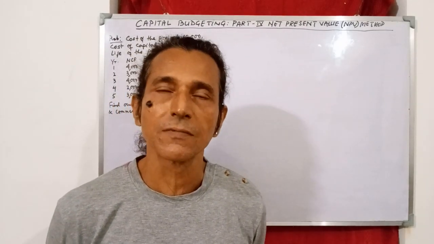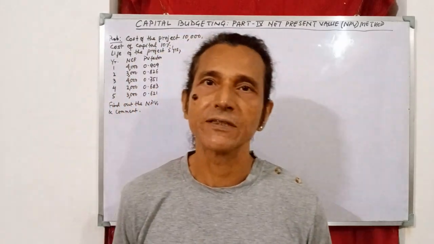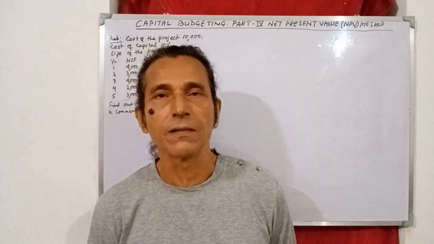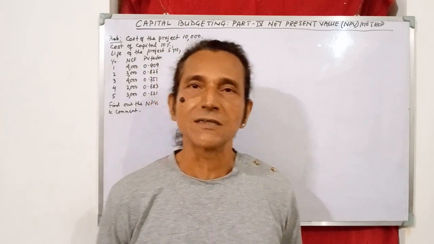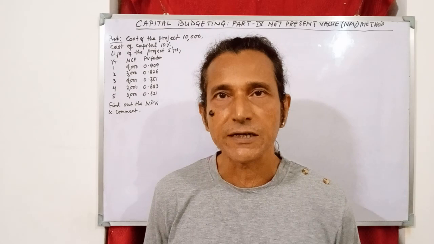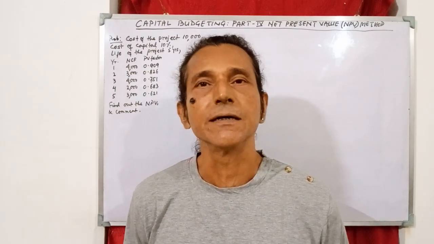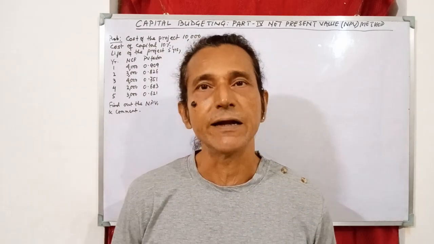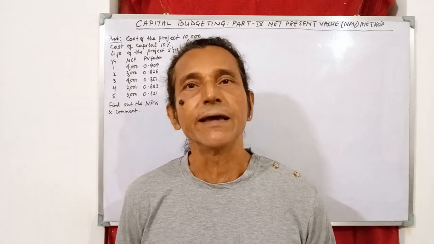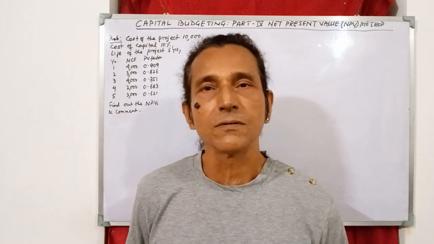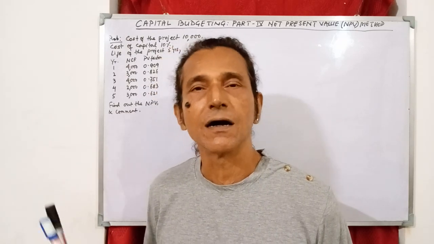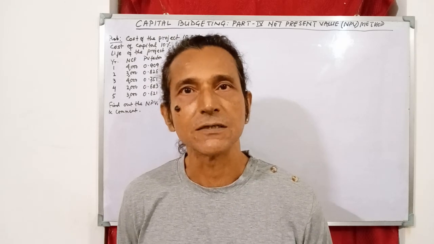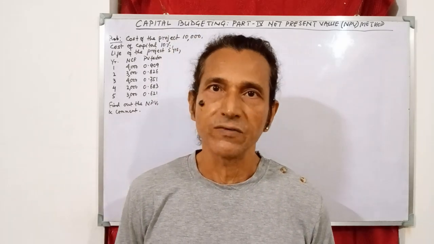This episode is on net present value or NPV method of capital budgeting. This is part 4 of capital budgeting. In part 1, I have discussed what is capital budgeting, what are the significance and importance of capital budgeting, and in part 2 and in part 3, I have discussed the payback period method and accounting rate of return or ARR method respectively. Now, in this episode, I will confine my discussion on net present value or NPV method of capital budgeting or project evaluation.